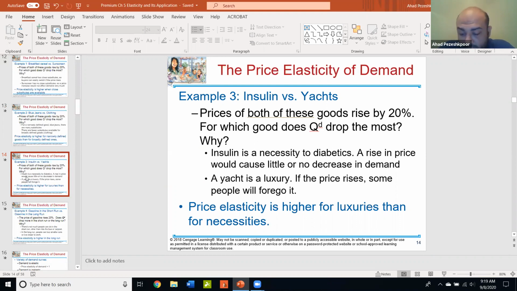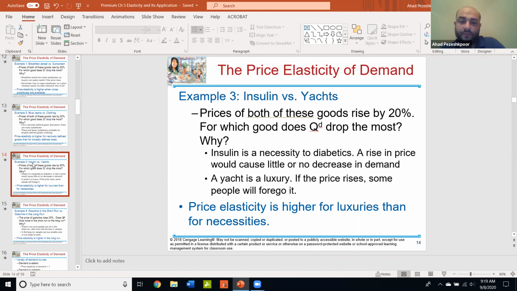If you have diabetes, you need to consume these insulin injections, which are very important for your health. One of my aunts has diabetes, and she constantly has to inject insulin. She just can't give up on it, otherwise she'll die. So no matter if the price rises or falls, you still have to buy it.